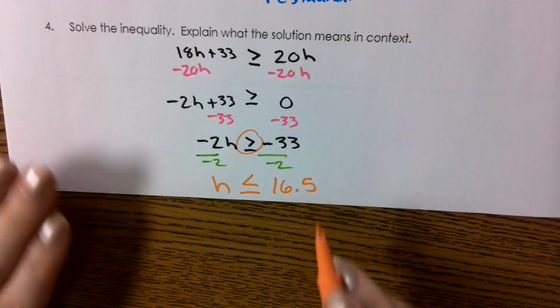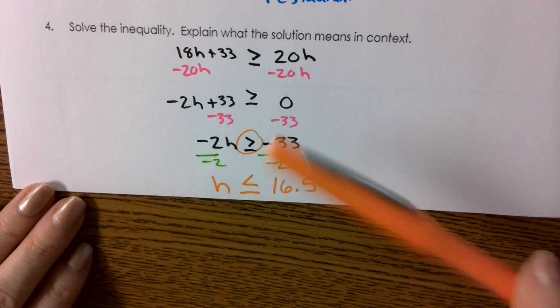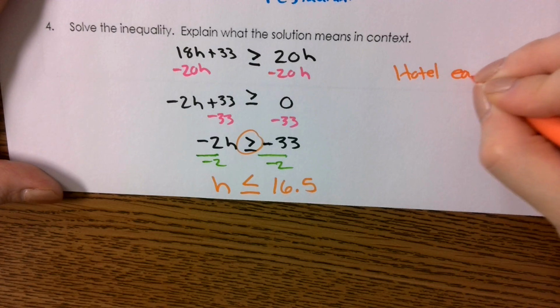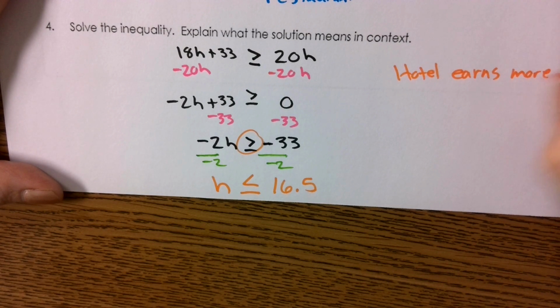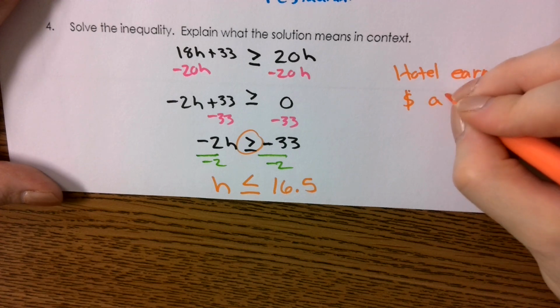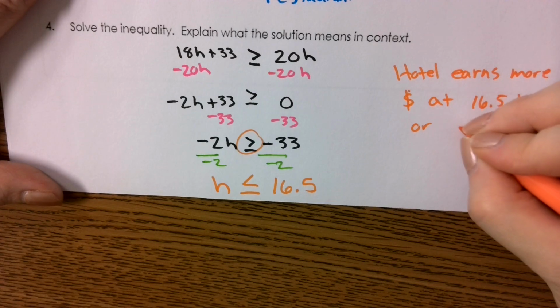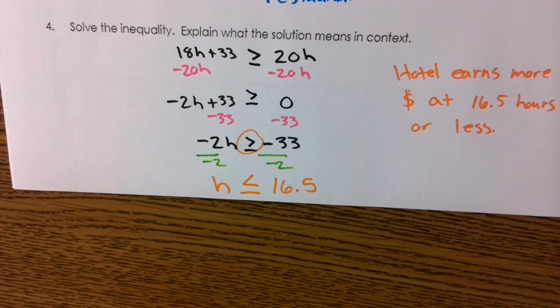So what this means is that at 16 and a half hours or less, it's better to work at the hotel. Your hotel earns more money at 16 and a half hours or less. You earn more money working at the hotel if you plan to work 16 and a half hours or less. Anything over 16 and a half hours, you're going to want to go ahead and work at the restaurant.